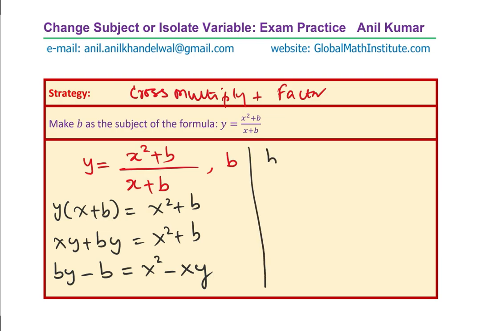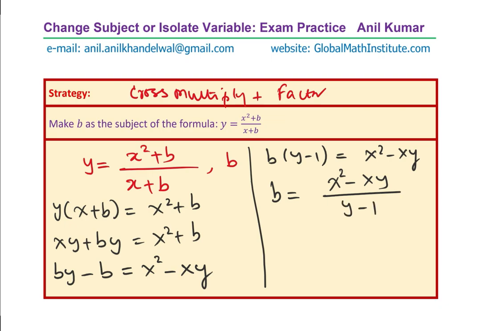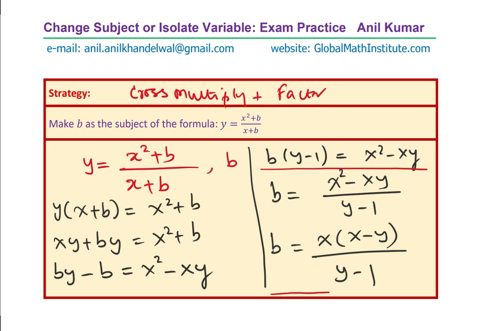Take b common. We get b times y minus 1 equals to x squared minus xy. And b can be written as x squared minus xy over y minus 1. Clear? So that is how you can isolate b. At times, we could also rewrite this as x common, x minus y over y minus 1. So both are correct solutions in the given situation. Is that clear to you?